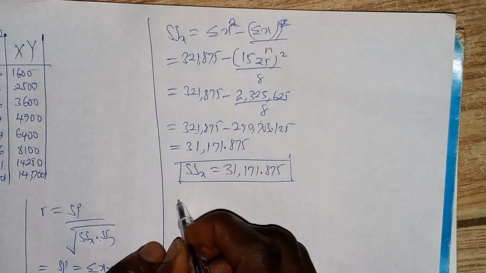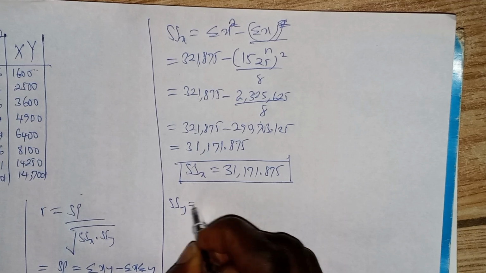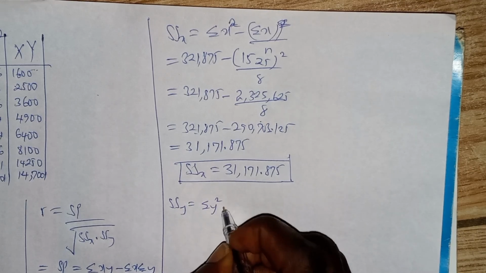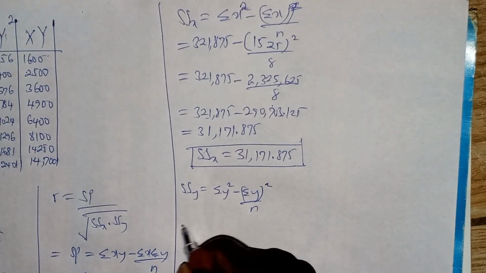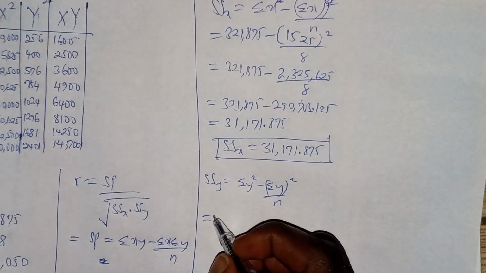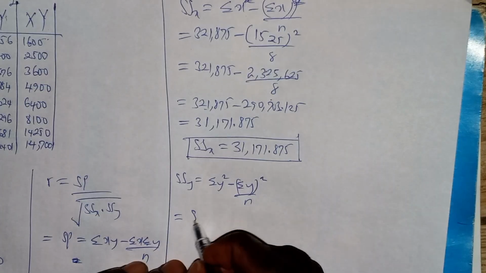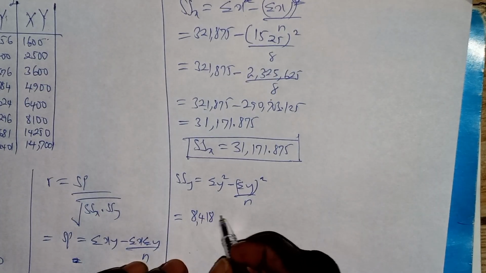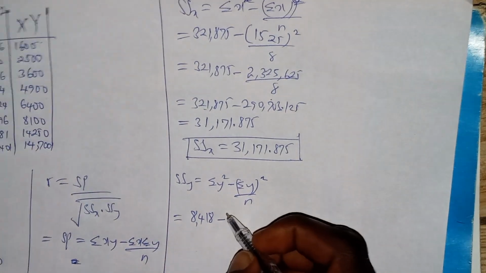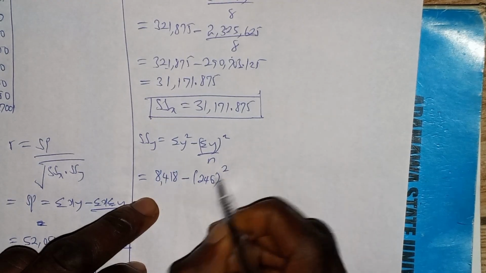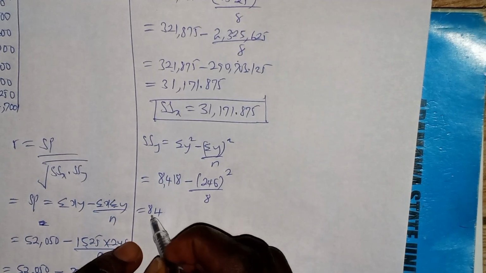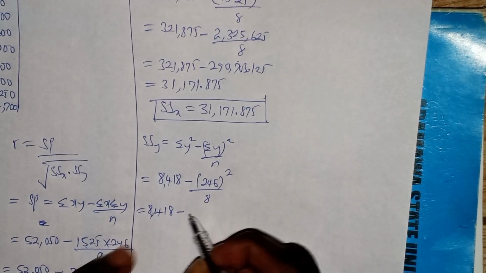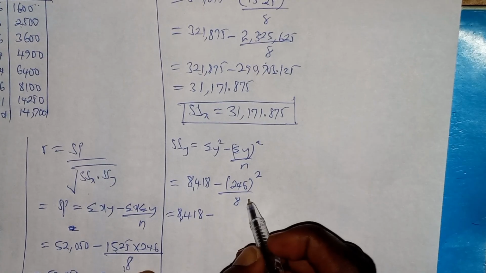Next is what? SSY, summation y squared minus summation y all squared all over N. So summation y squared is 8418, minus summation y, 246 squared all over 8. So 8418 minus the square of 246, we get 60,516.